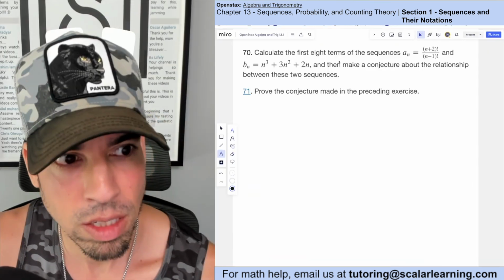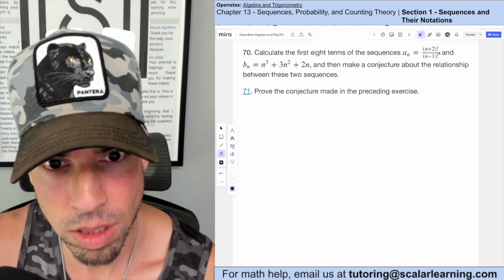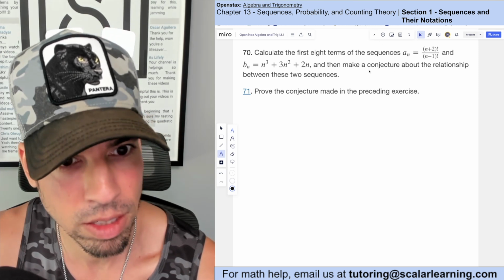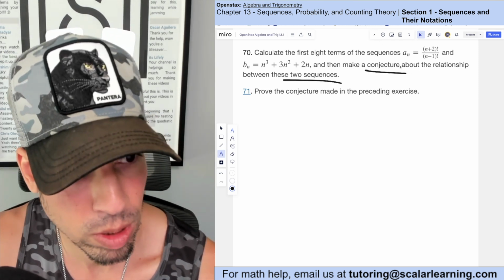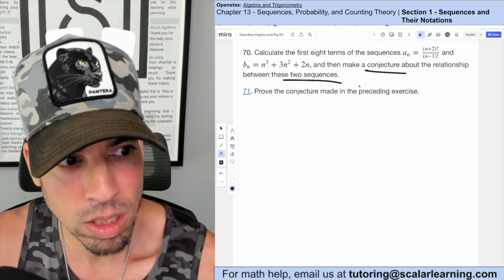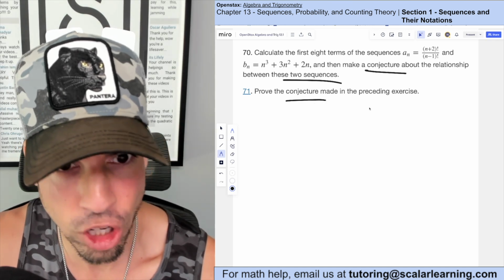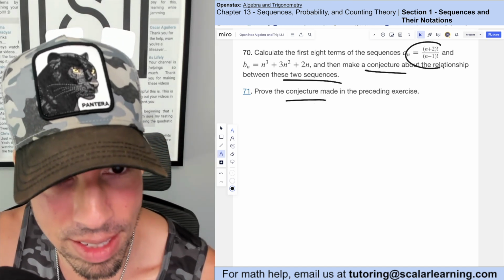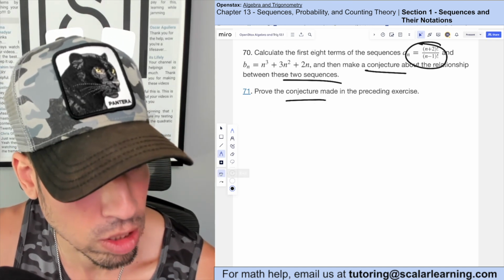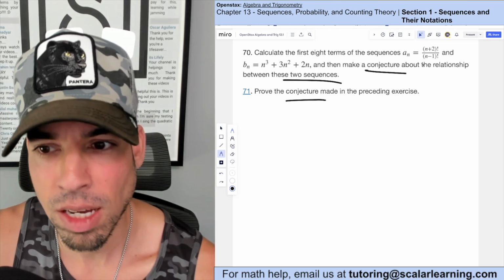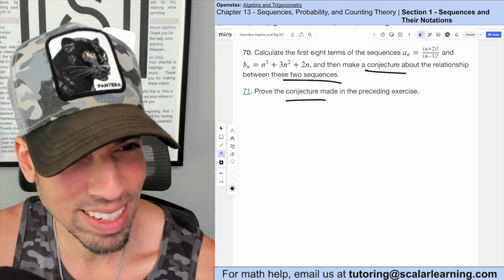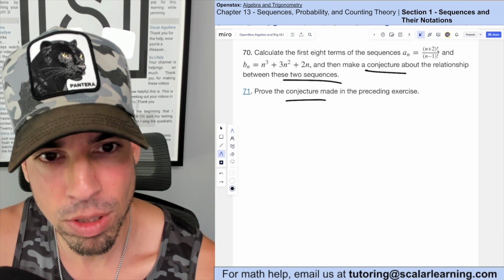Done. So this has to calculate the first 8 terms of the sequences, and then make a conjecture about the relationship between these two sequences. And then what it's saying in 71 is we have to prove the conjecture. And the conjecture is that this is equal to this. So how do we prove that? All right, so let's kind of write this out and see if we can simplify it and get it down to this. So think about n plus 2 factorial.